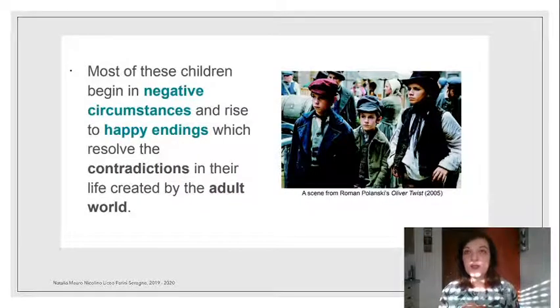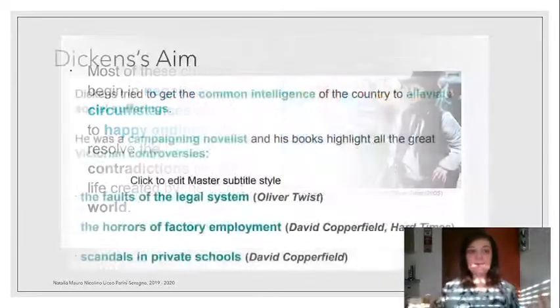Most of the children who populate his novels have a very difficult life. They were usually born in negative circumstances, and little by little, step after step, they rise to happy endings. Okay, they enter the adult world and they manage to become Victorian middle class men.